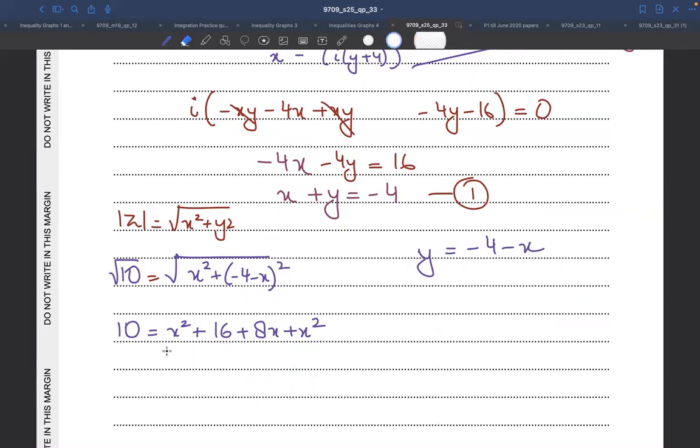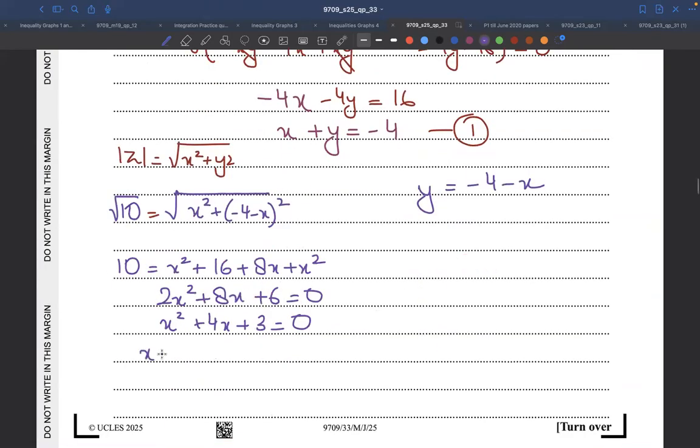So this will become 2x squared plus 8x, and 16 minus 10 will be plus 6 equals 0. We divide by 2, we get the values of x. Now we can solve it through middle term breaking. This will become (x plus 3)(x plus 1). So the two values of x will be x equals minus 3 and x equals minus 1.